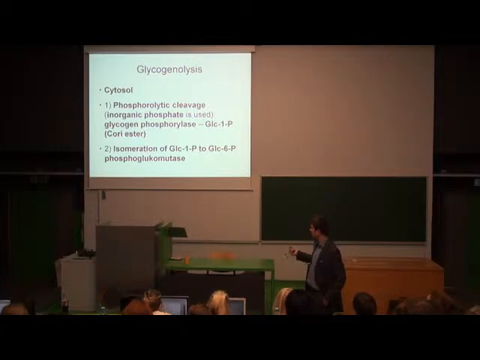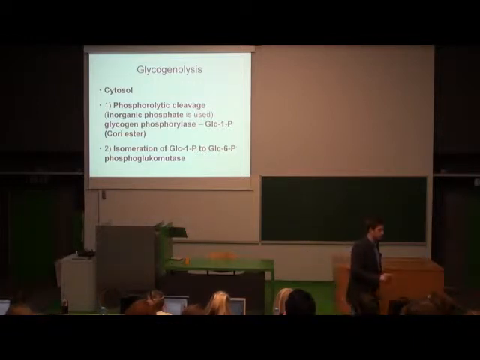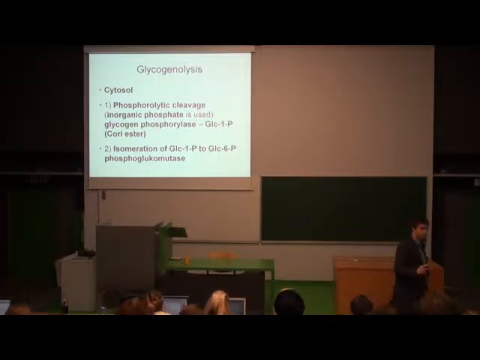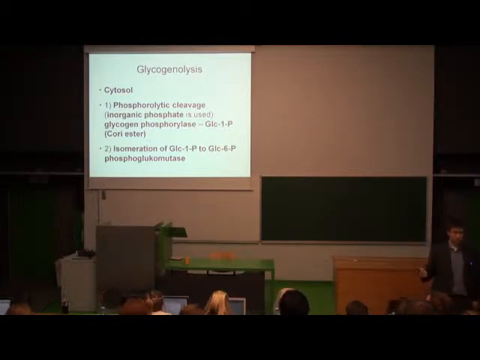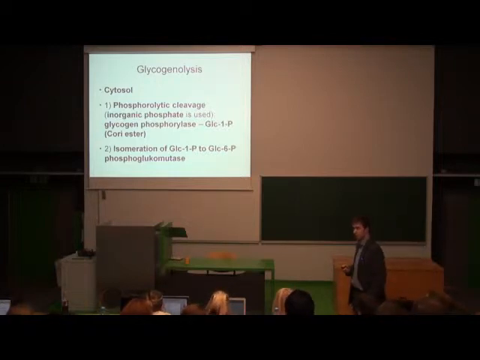The second step: you know that glucose 1-phosphate is not the center of glucose metabolism. The center is glucose 6-phosphate. Therefore, there is isomerization of glucose 1-phosphate to glucose 6-phosphate. This enzyme you do not have to remember. You have to know this one, glycogen phosphorylase.